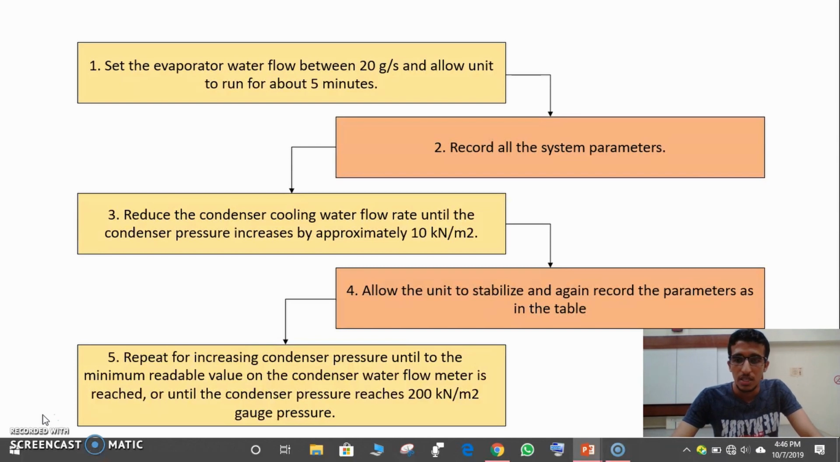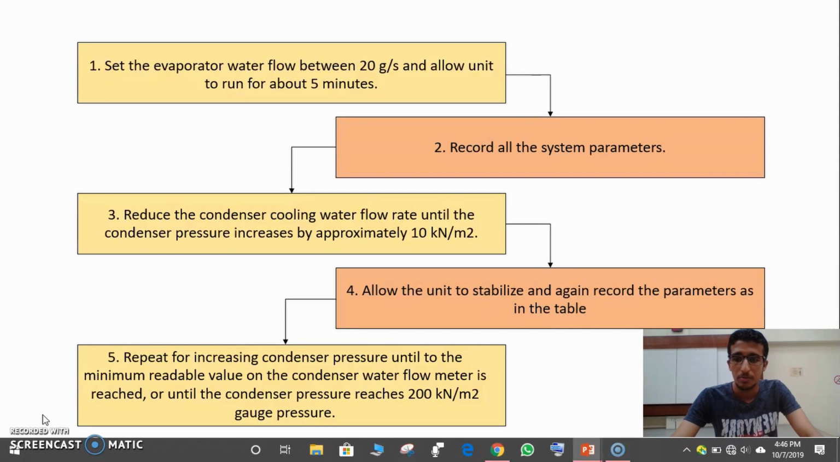As we decrease the flow rate of the condenser, the pressure of the condenser increases, allowing the unit to stabilize. And again, we recorded all the parameters to study the effect of reducing the flow rate of the condenser, as well as other parameters such as temperature and the pressure in the system.